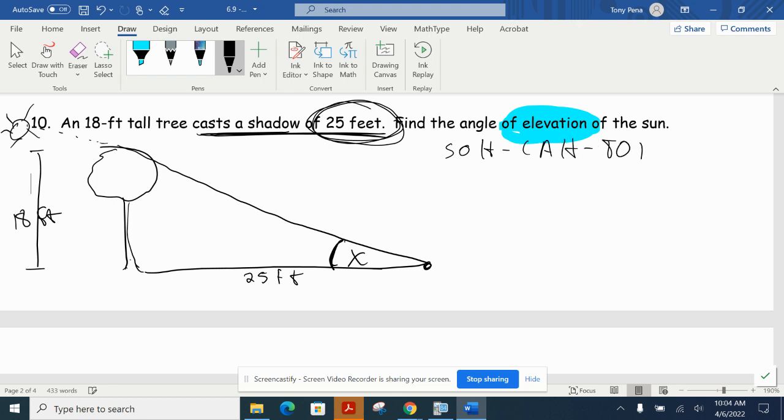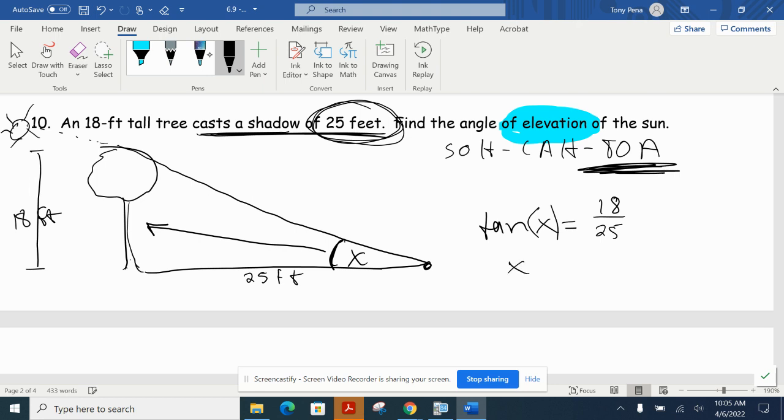This is our little SOHCAHTOA idea. This is the opposite side. This is the adjacent side. So you should have set up a tangent. You're going to do the tangent of the angle is equal to that opposite side over 25. This is now us trying to solve this for X. All right, anybody confident in what we're supposed to get here?